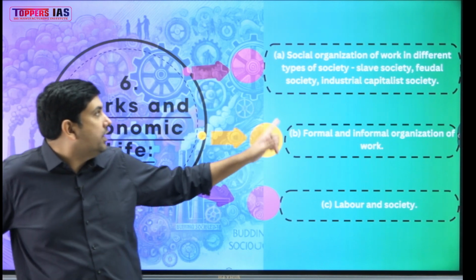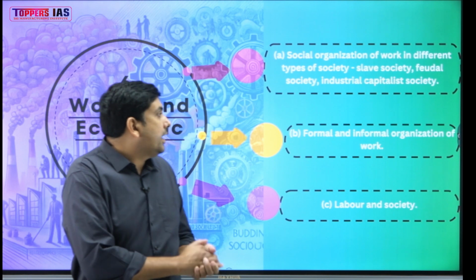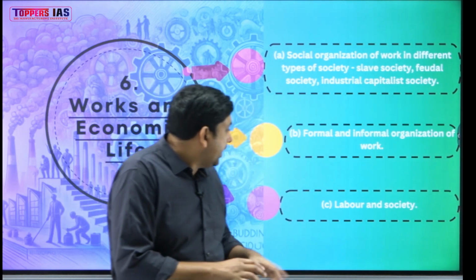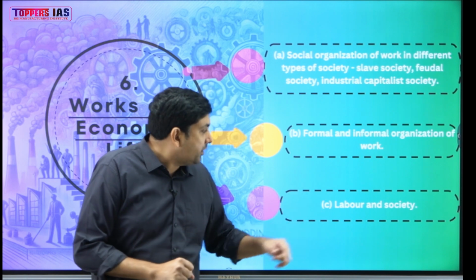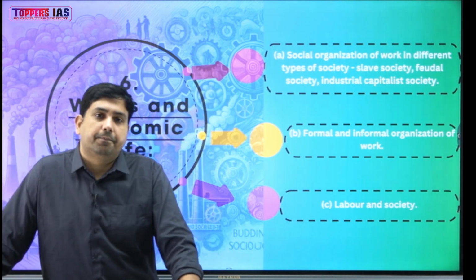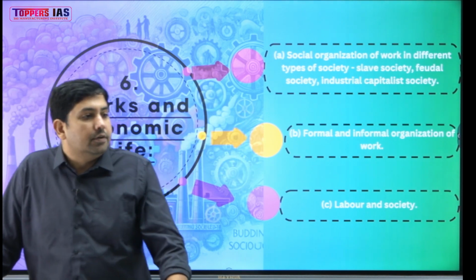Social organization of work in different types of society: slave society, feudal society, industrial capitalist society. Then there is formal and informal organization of work. And the third subtopic is labor and society. So first, social organization of work in different types of societies.